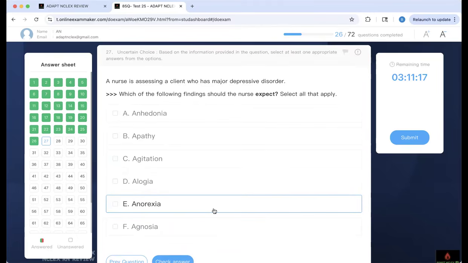And this is assessing a client who has major depressive disorder. Which of the following findings should the nurse suspect? Select all that apply. This is my favorite question. Anhedonia, apathy, agitation, alogia, anorexia, agnosia. I love this question because this is a bunch of traps. It's easy to over-select, but pick those that you're confident about. You have to know the meaning of them. Stop the video, pick your answer. Question 27. Put it in the comment and let me know what you think.